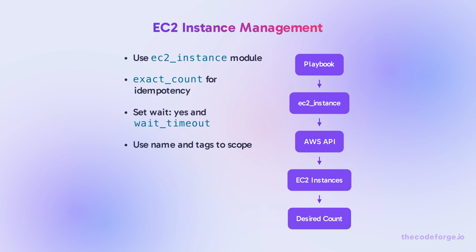The EC2 Instance module is the modern way to manage elastic compute cloud instances. Use exact count to ensure exactly n instances exist. Always set wait yes and wait timeout to wait for the instance to reach running state. Use name and tags to scope the count.